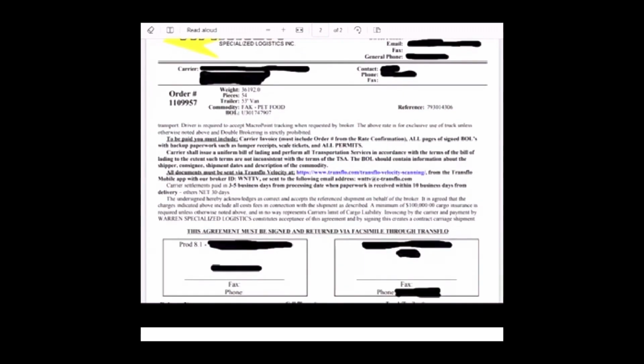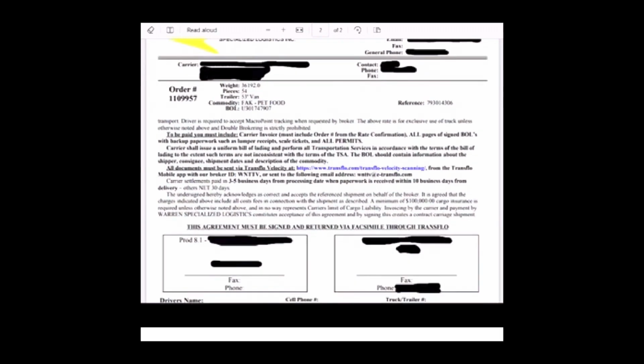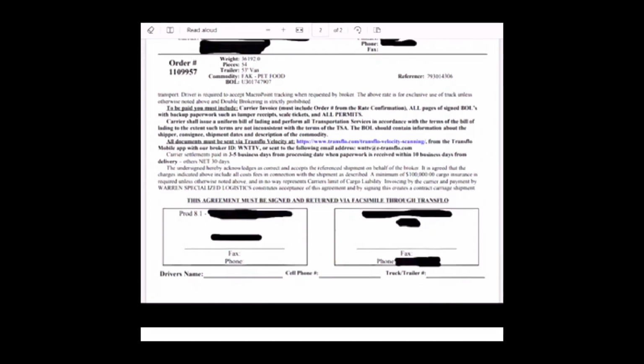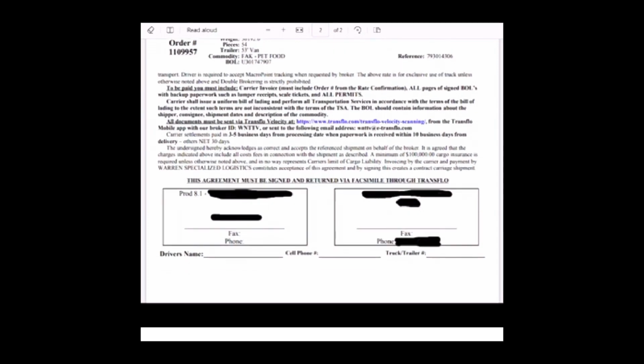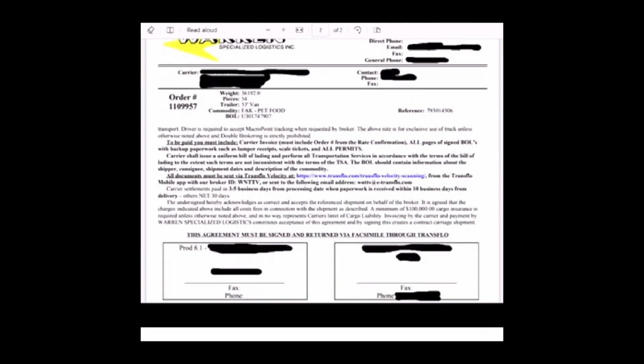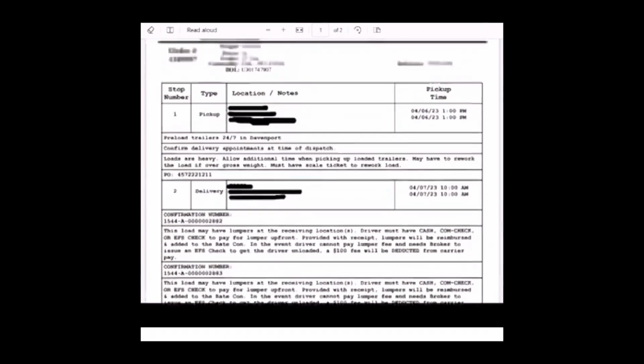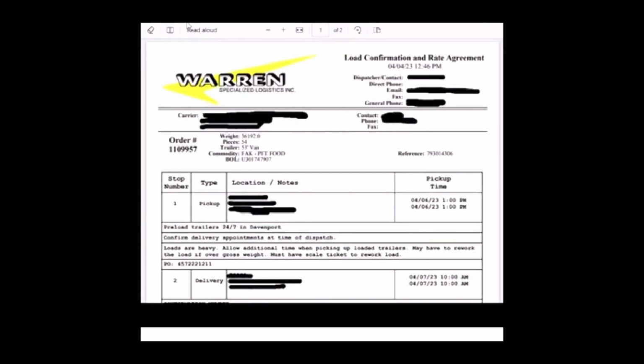This is also letting you know, as I mentioned in the video, how it tells you how to get paid, where to submit your invoices to once you're done, what steps you need to take, who you need to send it to. So there's not going to be any real worry on that, because it lets you know on the rate con. And then you would potentially sign it, phone number, truck or trailer number, and that is the rate con.